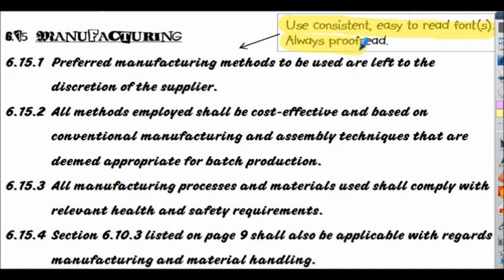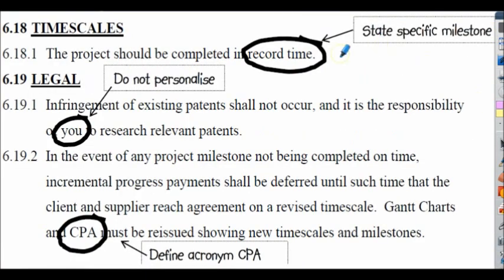So always proofread your document. Hopefully you'll find such issues if they occur. Under the heading of timescales here, TEDG 618.1 says the project should be completed in record time. Of course, that's a useless statement. We need to be very specific about milestones within the project process. We should really have a specific time for the various phases within the design process, often referred to as milestones.